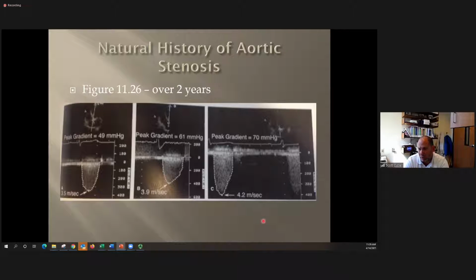This is a patient over a 2-year period. So you can see you're looking at the peak gradients and the peak velocities. You can see that each of those increases over time in that 2-year period between figure A, B, and C. You can see that those velocities go up, but also the pressure gradients go up. These patients will often be followed over time. They'll be scanned usually about once every year, once every couple of years, because it is a slow process. It's not a fast process to become stenotic. It's very gradual. And we just want to see when they get to those stages.